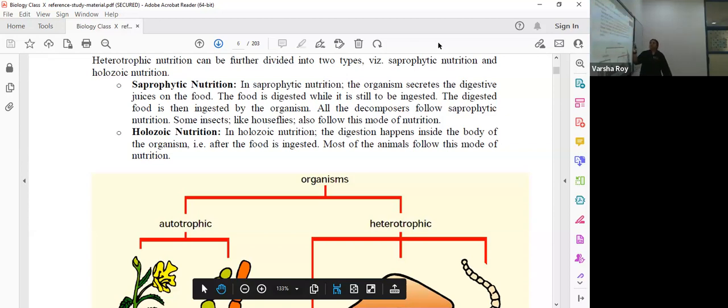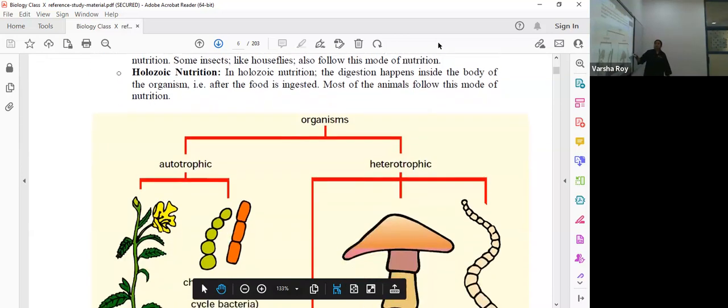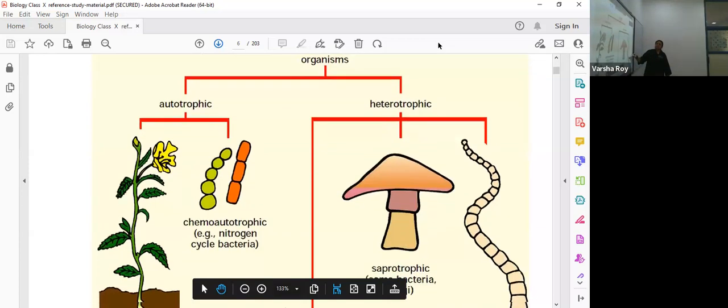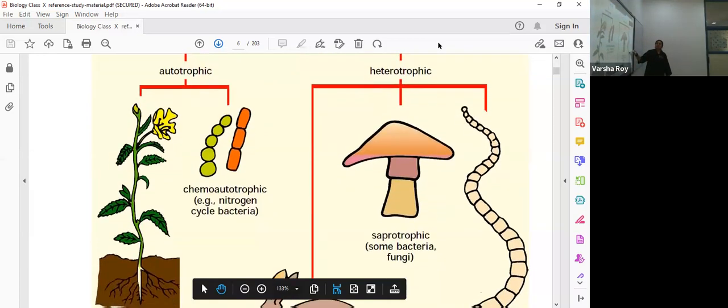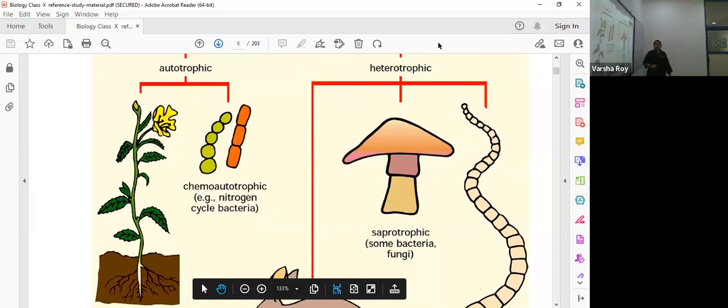Holozoic nutrition: the digestion happens inside the body of the organism after the food is ingested. Most of the animals follow this mode of nutrition. So in organisms, the two categories, autotrophs and heterotrophs, are given here. Autotrophs can be chemoautotrophs like nitrogen cycle bacteria, right? And saprotrophic may be some bacteria and fungi.